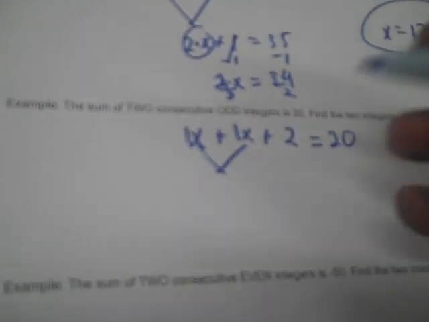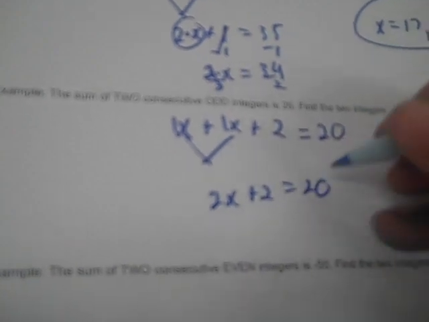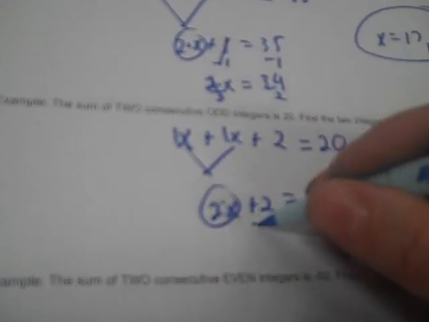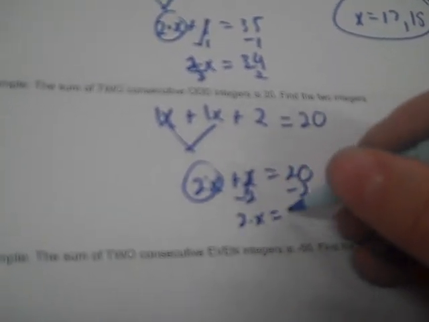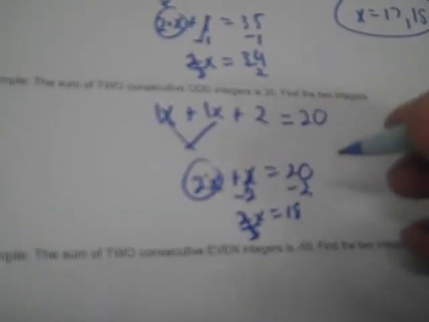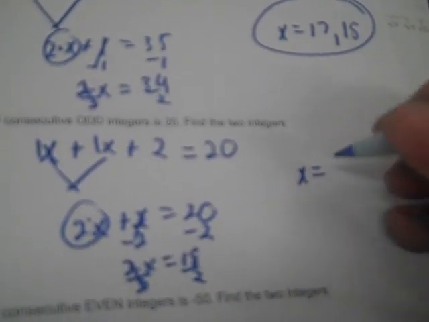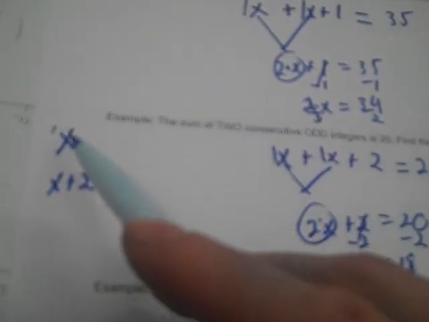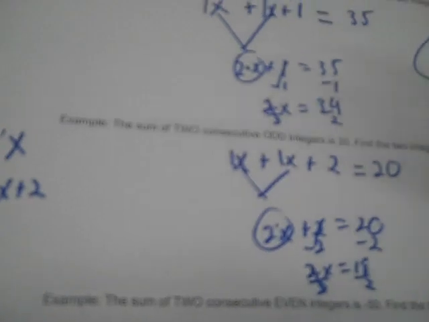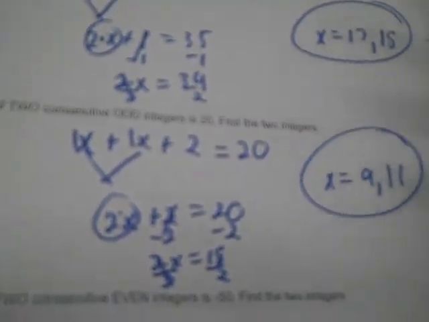So I combine like terms, it's 2x plus 2 equals 20. So you minus your 2, 18. Divide by 2. 18 divided by 2 is 9. Can I find the other one? You simply, x is 9. Well, the other one's 9 plus 2, which is 11. So if you add those integers, 9 plus 11, it's 20.